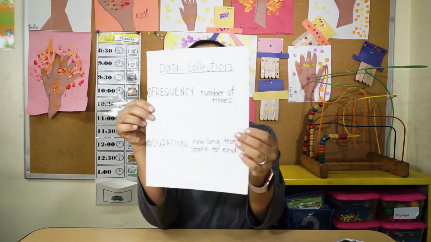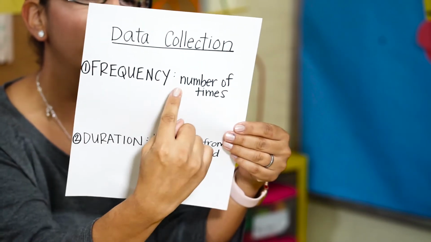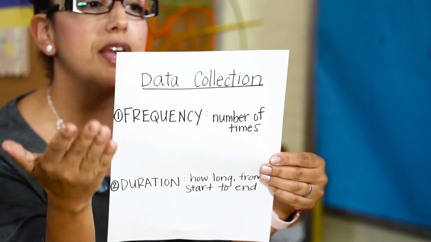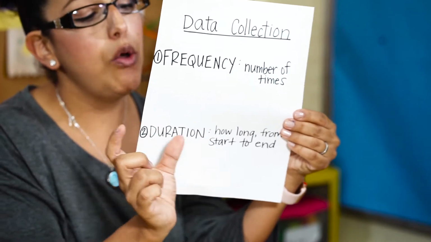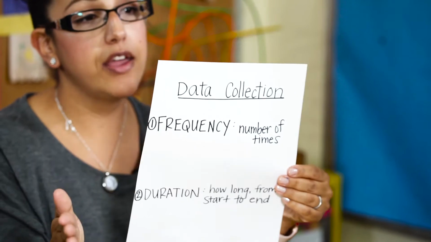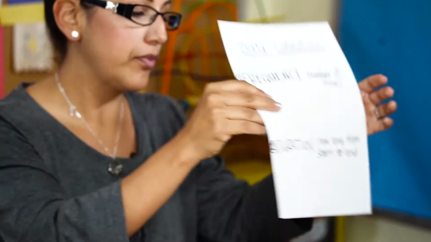We're going to talk about 2 ways to track your data. First way is frequency. Frequency means the number of times that you observe the behavior occurring. We're also going to talk about duration. Duration is how long from the start to the end that the behavior is occurring.